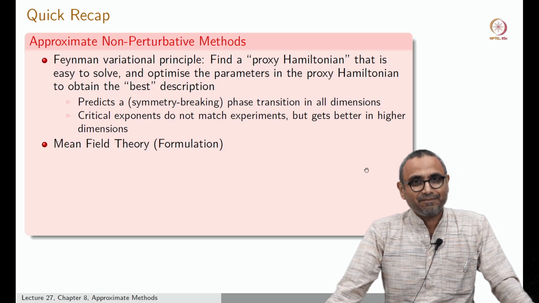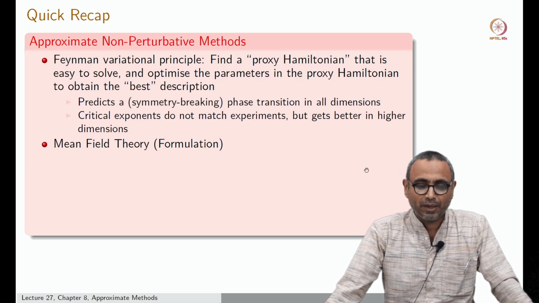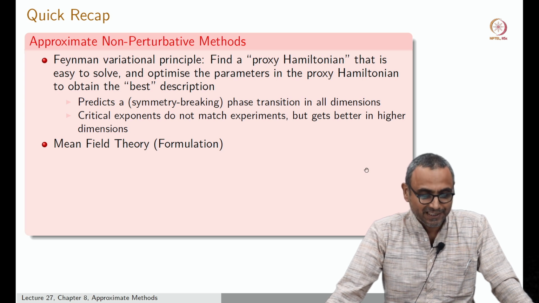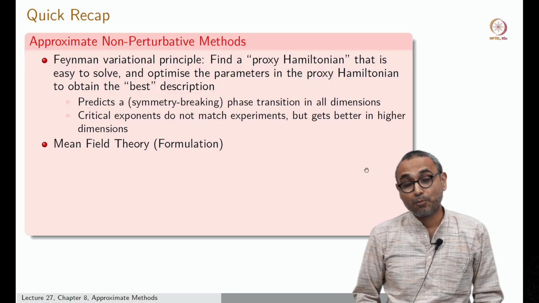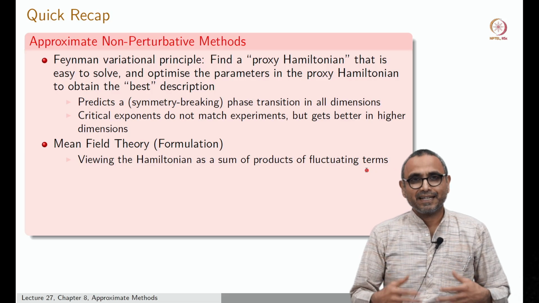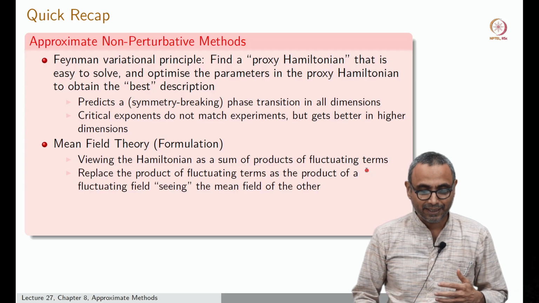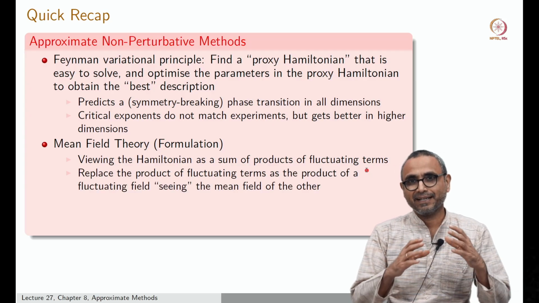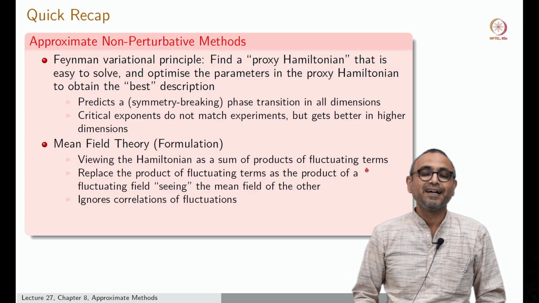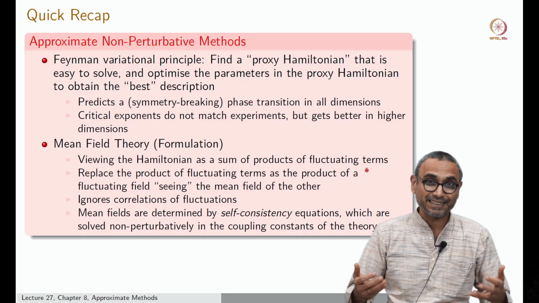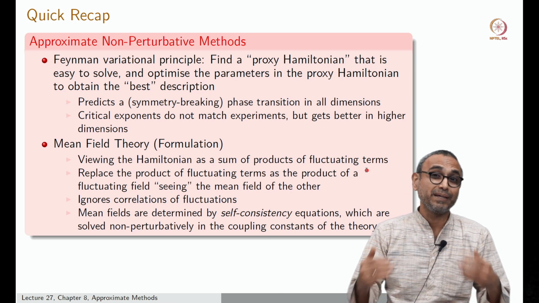And we went on to look at a different formulation, a different method to approximately solve problems in the non-perturbative regime, and this is mean field theory. What we have seen in the last lecture was the formulation of mean field theory, which involves viewing the Hamiltonian as products of fluctuating terms and replacing this product by a fluctuating term seeing the mean field of the other term. And then finally we will set up a set of self-consistency conditions that will solve for the unknown mean fields of our problem.